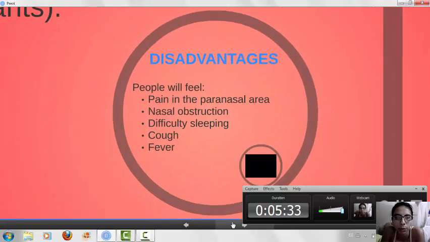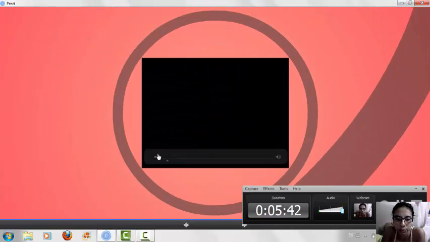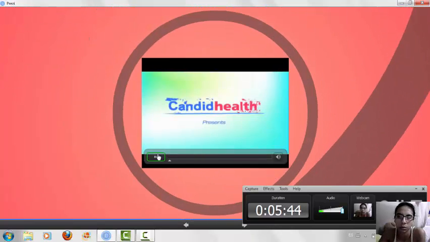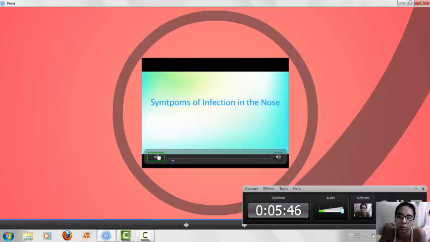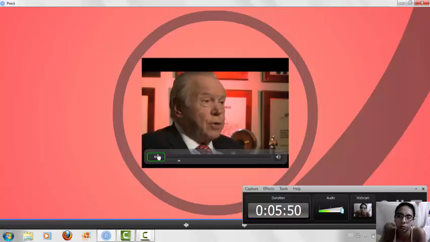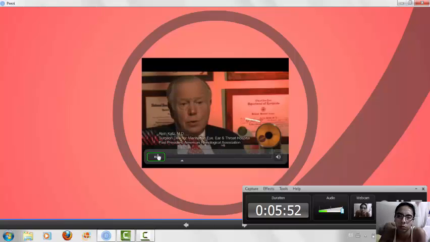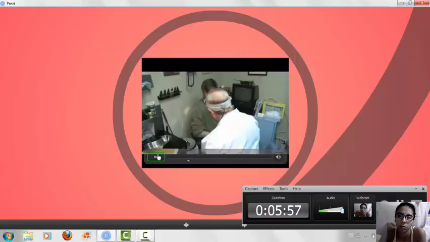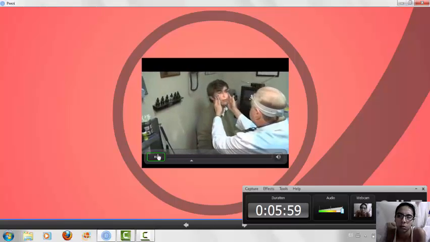Symptoms. People will feel pain in the paranasal area, nasal obstruction, difficulty sleeping, cough, and fever. When the nose becomes congested, it usually becomes congested acutely or suddenly when there's a sudden change in function. The sudden change in function could be a cold.